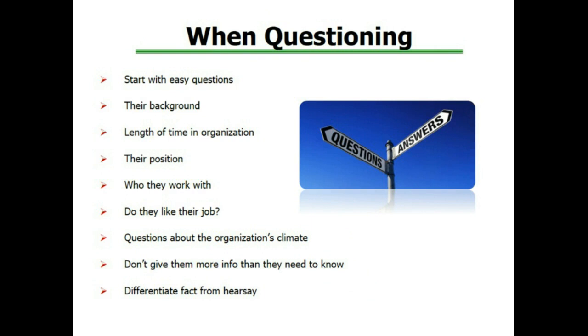Now, let's look at when you're questioning. You want to start with easy questions. Their background, who do they work with, how long have they been with the organization, what's their position, if they're a college grad, where did they go to school, do they like their job, which department are they in, and then you start narrowing it down. I call this the funnel approach, the funnel technique of interviewing. You start broad and you gradually narrow it down.